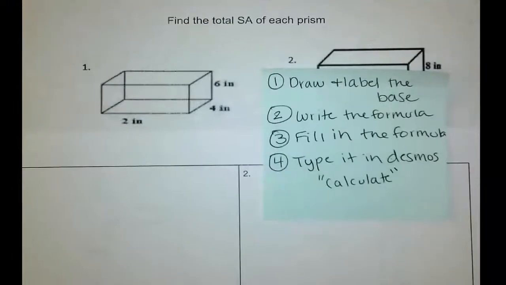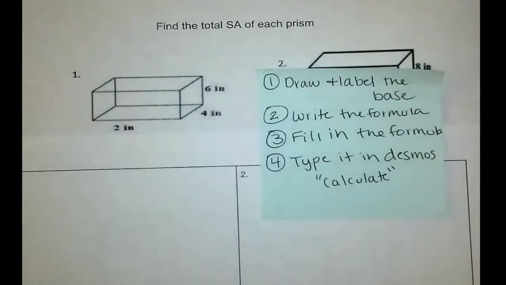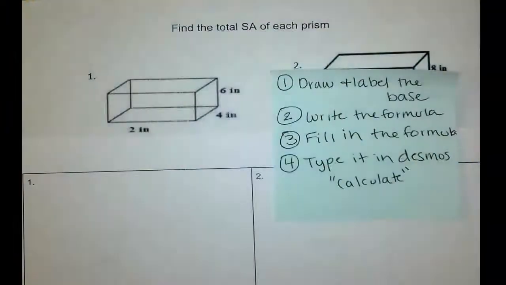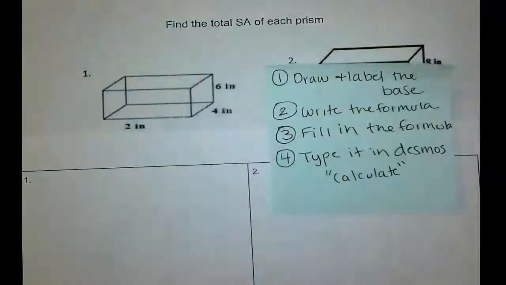So we're going to do the same steps that we did with cylinders and triangular prisms, but we're going to draw a rectangle. For the formula chart, we're going to be using two sections today: the area section and the surface area section. But first, let's draw and label that base.